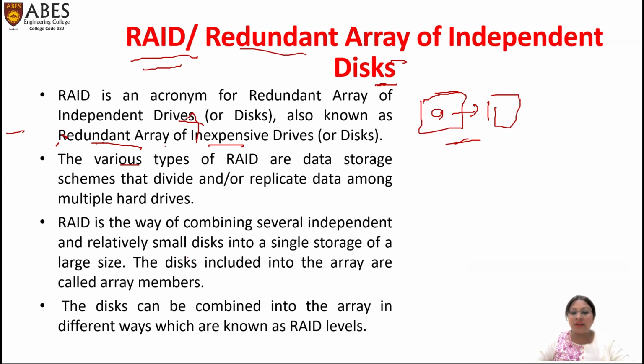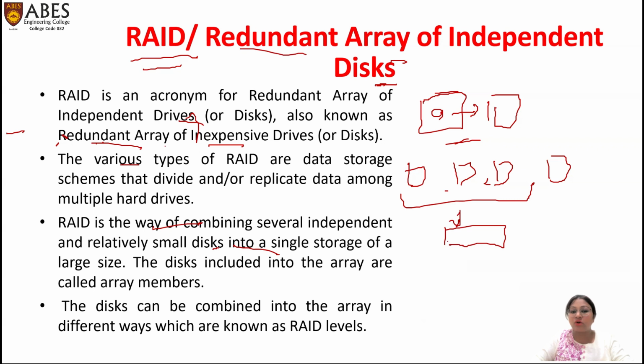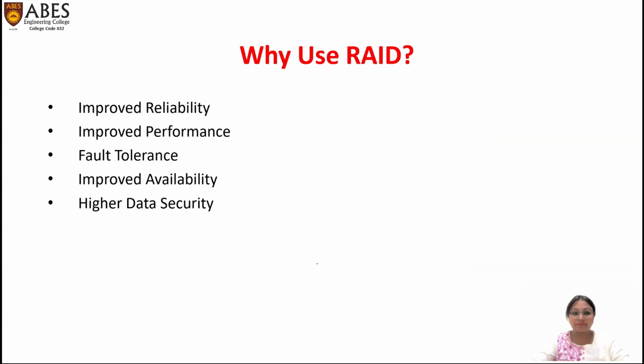RAID is a way of combining several independent and relatively small disks into a single storage. Like there are various small disk storages, we combine all these storages to make a single disk storage. This also comes in RAID. The disks can be combined into the array in different ways, which are known as RAID levels.